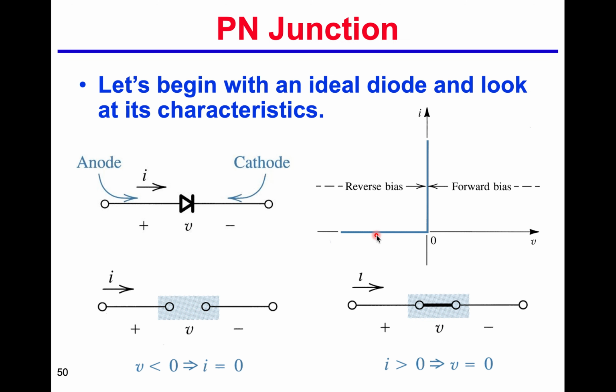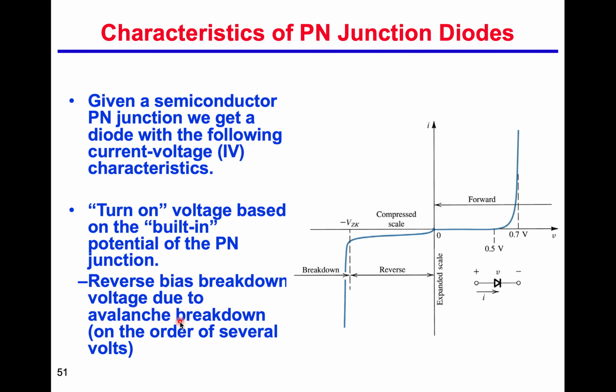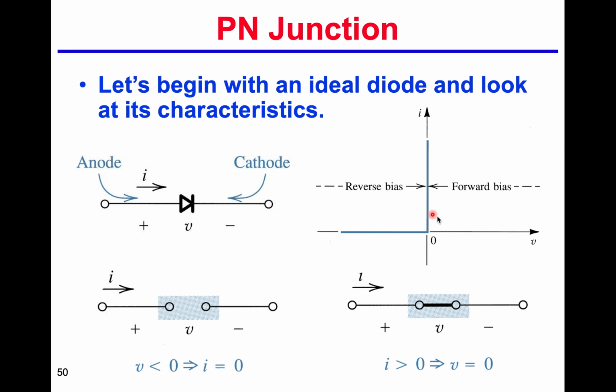Okay, so think about the electrical property. Actually, the LED is a PN junction. The ideal PN junction means when it is forward biased, it looks like a short circuit. When it is reverse biased, it looks like an open circuit. But of course, actually that is not so ideal.